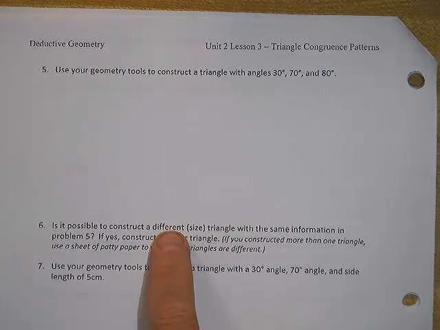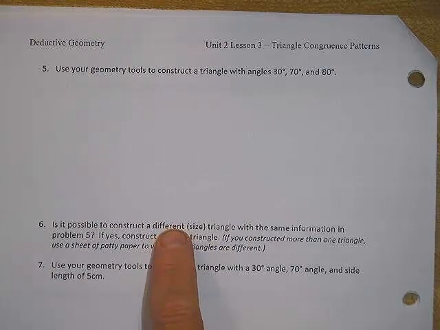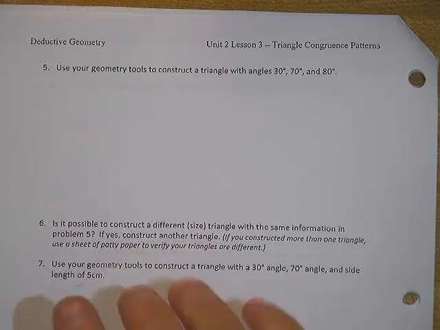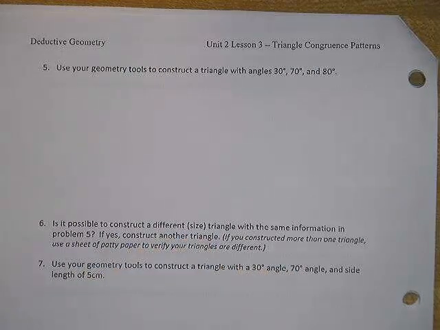And again, we're trying to look for a different triangle. It can be a different shape, it can be a different size, but basically, again, what I mean by different is that one triangle cannot be placed on top of another triangle to fit perfectly using our rigid transformations. And so different meaning it's just not possible.